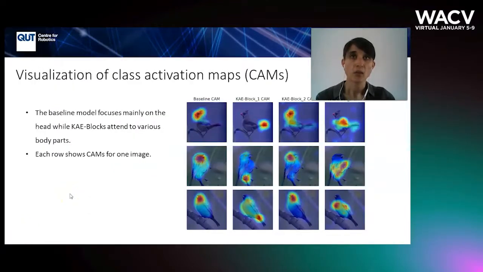We analyze our method by visualizing class activation maps. We observe that class activation maps for the baseline model in the first column are activated mainly around the head, while chi blocks focus on different parts of the bird.